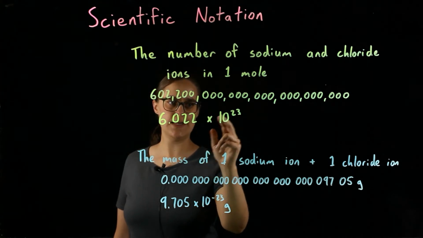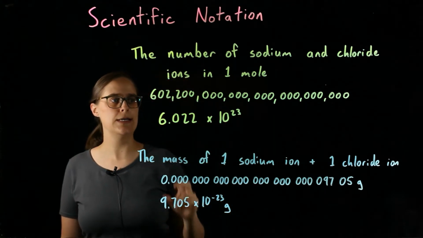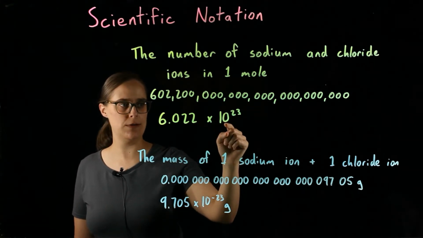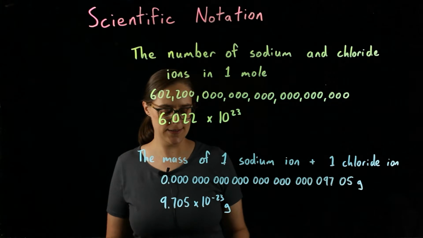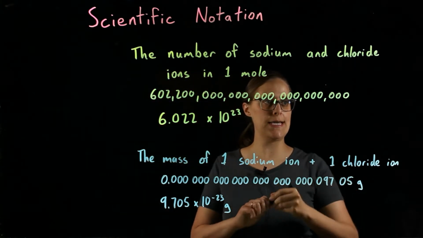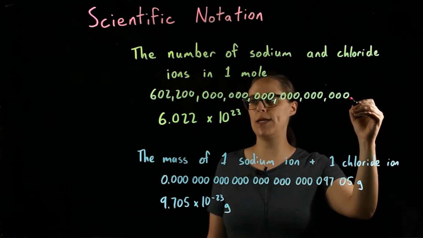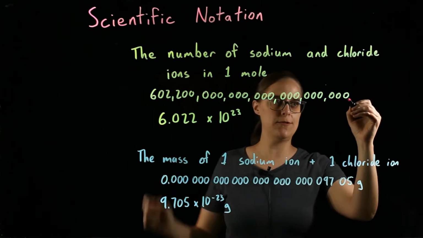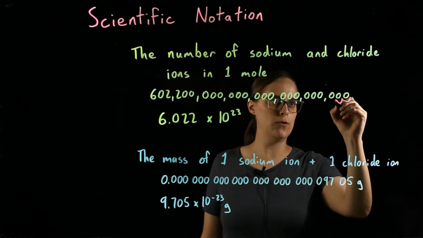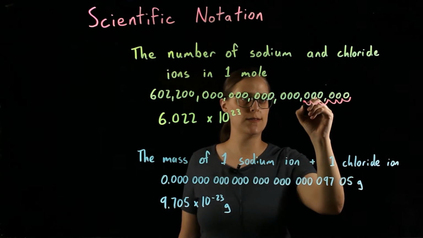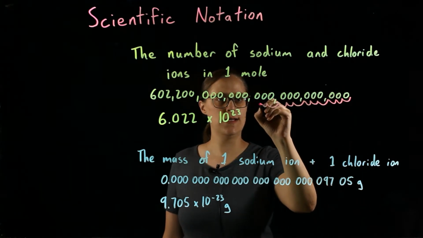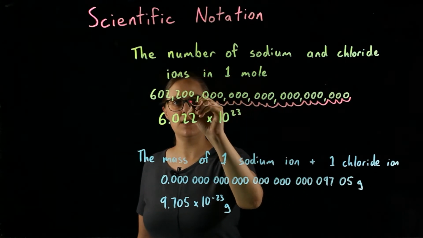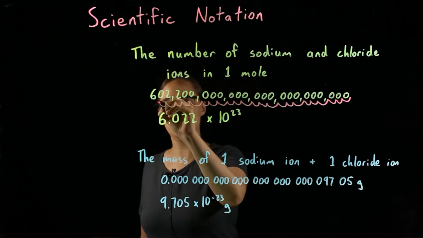Then this times 10 to the 23rd power, this is telling us that we moved the decimal point 23 places. So let's start from where it originally was at the end and count how many places the decimal point needs to move to be put immediately after this 6. 1, 2, 3, 4, 5, 6, 7, 8, 9, 10, 11, 12, 13, 14, 15, 16, 17, 18, 19, 20, 21, 22, 23.